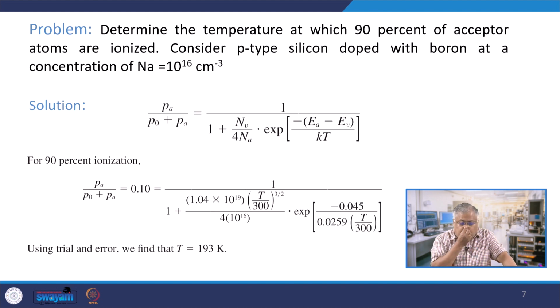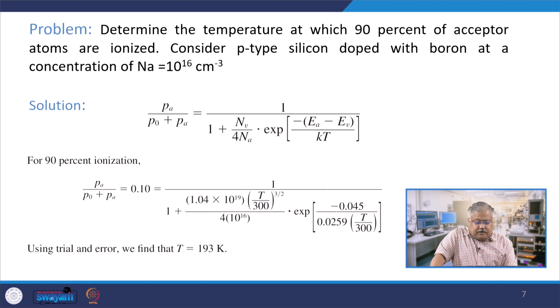So let's take up a problem and show it to you. How do I work along with this problem? The problem is that you have to determine the temperature at which 90% of the acceptor atoms are ionized. I have a p-type silicon semiconductor doped with boron, a group 3 element, and the acceptor concentration is 10 to the power 16 per centimeter cube.